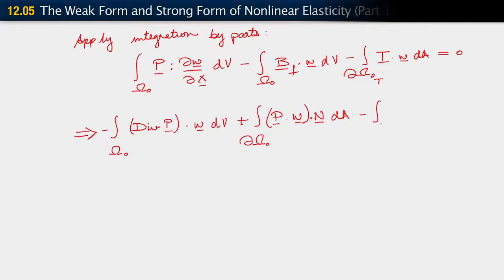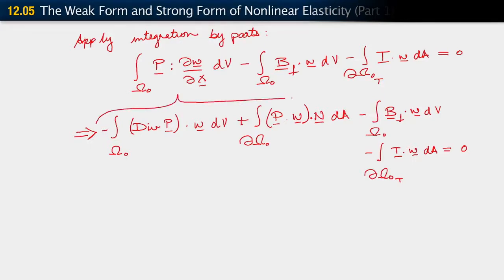In particular, we have integral over omega naught Bf dotted with W dV minus integral over the traction boundary t dotted with w dA equals 0. Okay? What we've done here is simply apply integration by parts to the first term in that equation, okay? And it gave us those two.